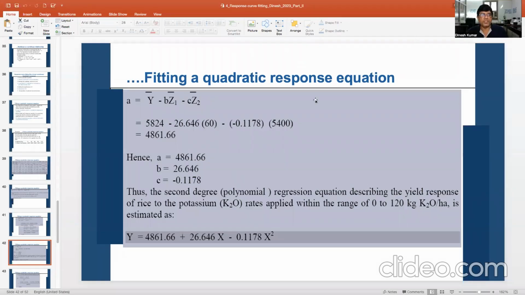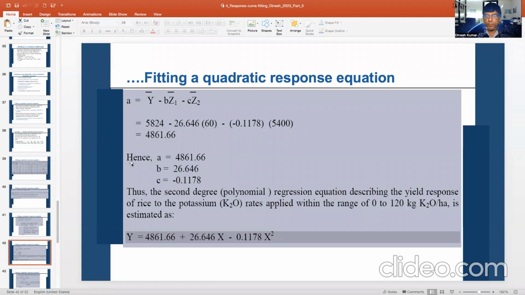So here you can calculate the value of A, which is your intercept, and you put the value of Y bar here, minus B Z1 bar, minus C Z2 bar. And then you find that your A, or intercept, is 4861.66. So the value of A is 4861.66. The value of B is 26.646. The value of C is minus 0.1178.